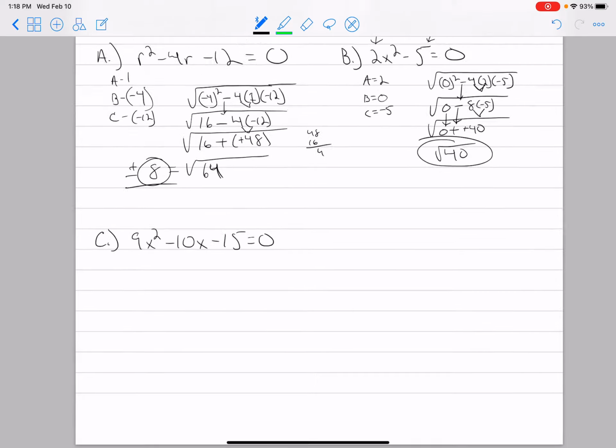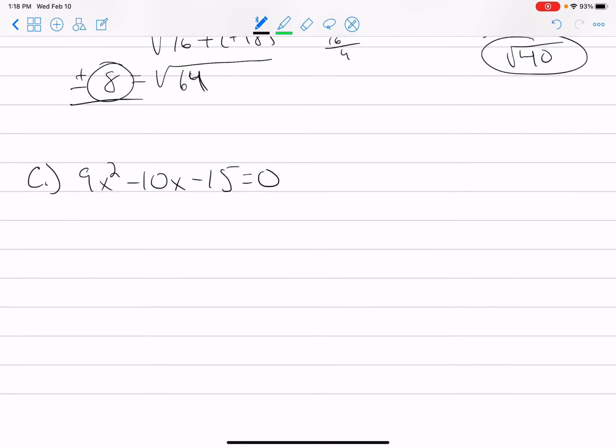All right, let's do one more. Last one on this. Go ahead and simplify the discriminant for me.